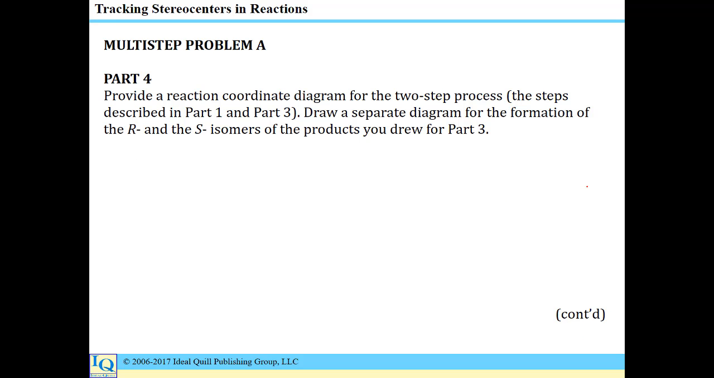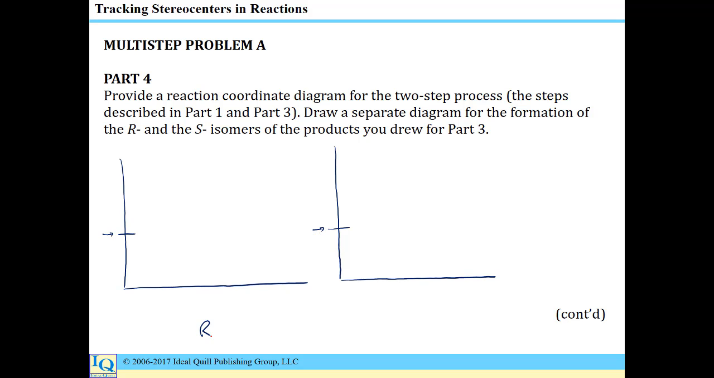Next, we're asked to provide a reaction coordinate diagram for the two-step process, both the heterolysis step shown in part one and the coordination step shown in part three. And it asks us to draw a separate reaction coordinate diagram for the formation of each of the products, the R and the S isomer, that we drew in part three. We recognize that whether we are forming the R or the S isomer, we're starting with the same starting material from which we did the heterolysis.